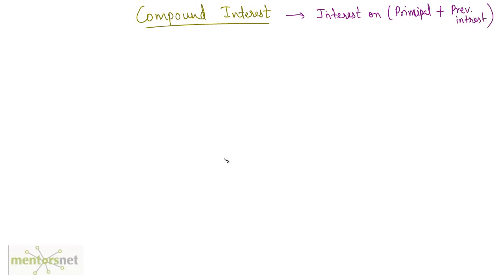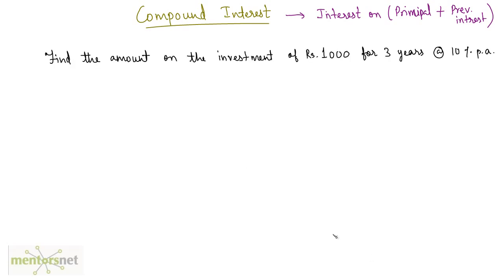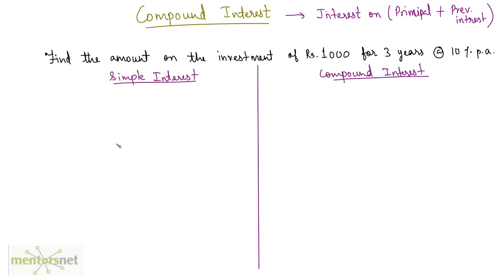To understand this much better, let us solve a problem. So the question is, you have to find the amount on the investment of 1000 rupees for 3 years at 10% per annum. So we'll find the amount if we use simple interest, and also we'll find the amount if we use compound interest. Now we know the formula for simple interest, that's PNR upon 100.